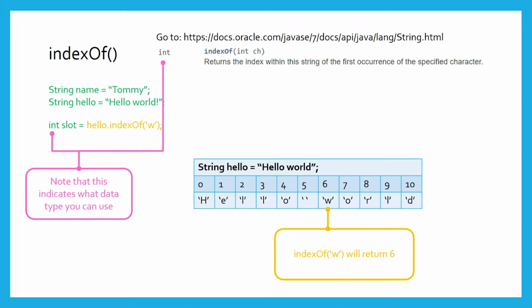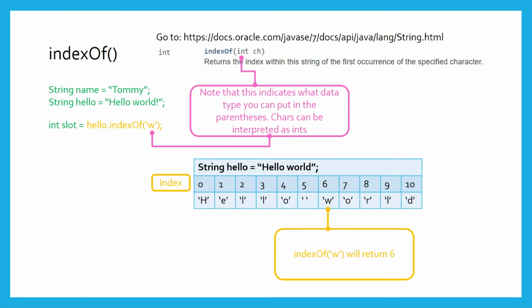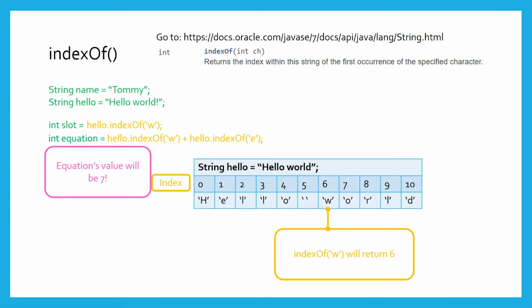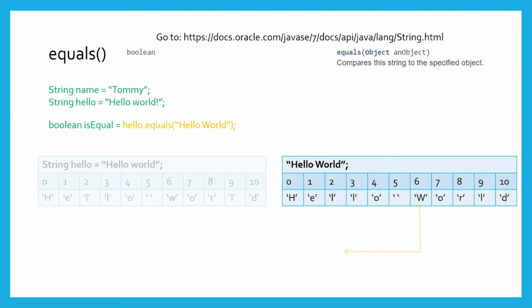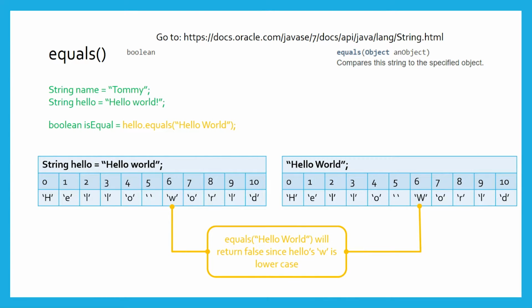There is also the indexOf method, which returns an int and takes in a char as a parameter. Also note, when a method returns something, it basically becomes that value, which means that you can use it as a primitive. So as shown here, we are getting the index of w, which is 6, and the index of e, which is 1, which means that equation will be 7. There are also other methods that you can use, such as equals, which takes in another string and returns true or false on whether the two strings are equal to each other. Remember that this is significantly better than using a double equals operator on reference variables.